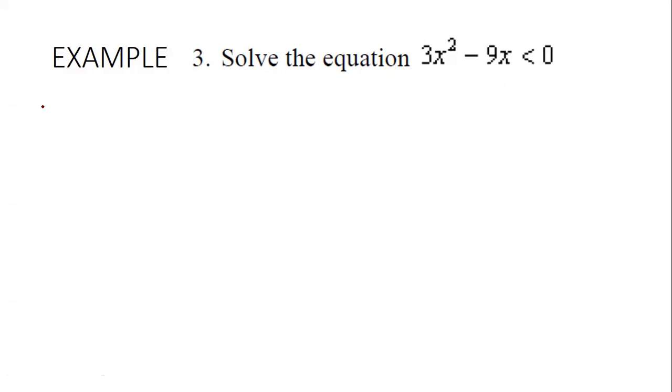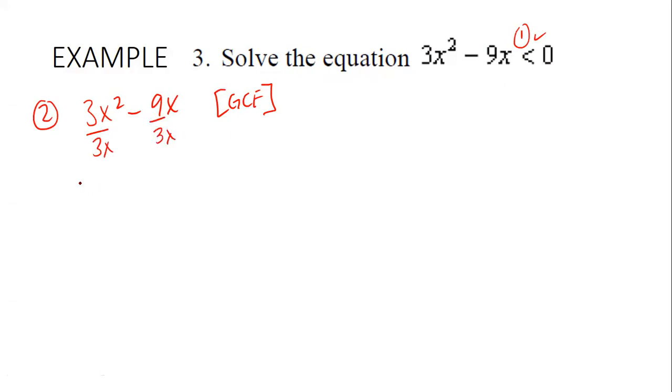Step 1, we're good to go, right? Check. Step 2 is to factor. So we have 3x squared minus 9x, and we're going to use the GCF to factor. So my GCF is 3x, and I'm left with 3x times x minus 3.